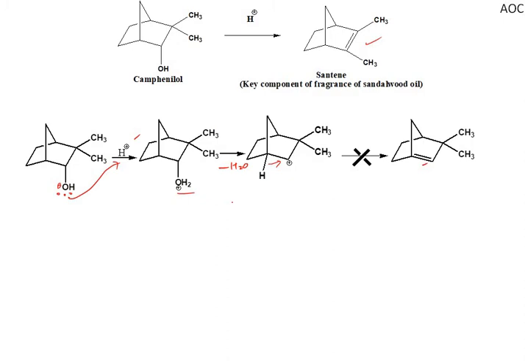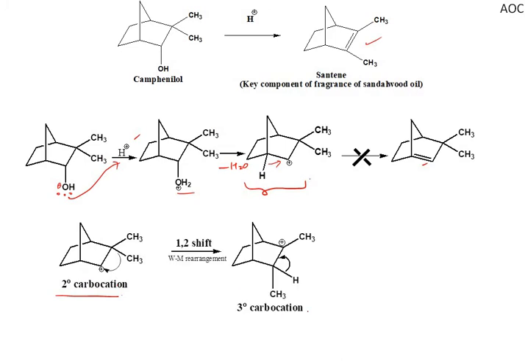The reason is that this is a secondary carbocation, right? I haven't shown the hydrogen here. So the secondary carbocation rearranges itself to give the tertiary carbocation, and that happens when one of the alkyl groups, the methyl group here, migrates from this carbon to this carbon. If this is one carbon, then it migrates to the second carbon. So this is a 1-2 shift, or a Wagner-Meerwein rearrangement. So that is something very important.